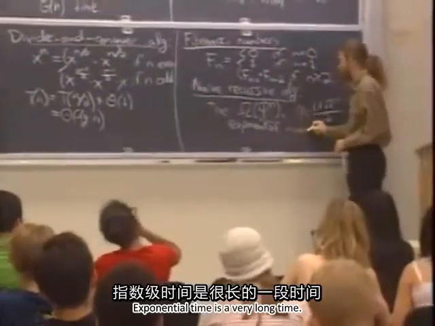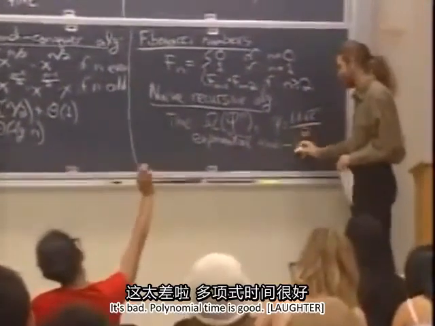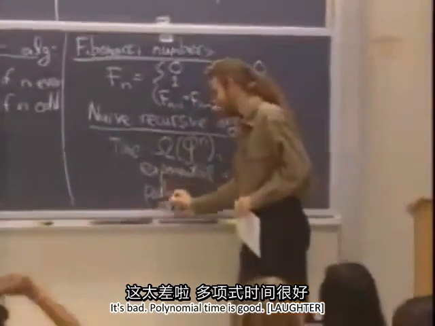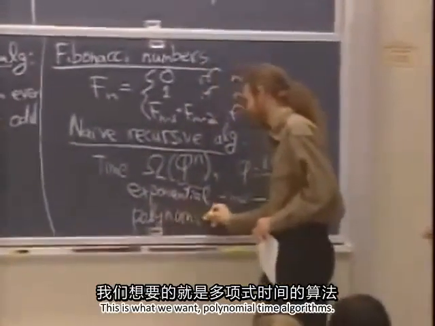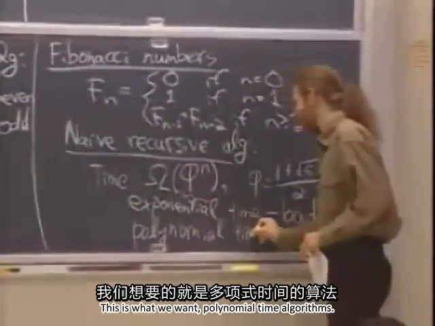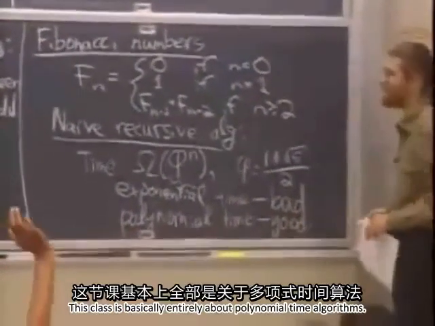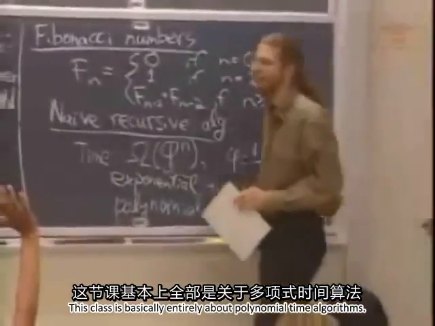Exponential time is a very long time. It's bad. Okay? Polynomial time is good. So what we want are polynomial time algorithms. This class is basically entirely about polynomial time algorithms.